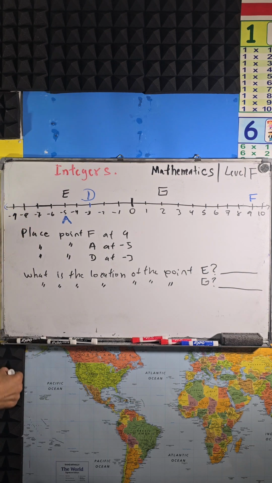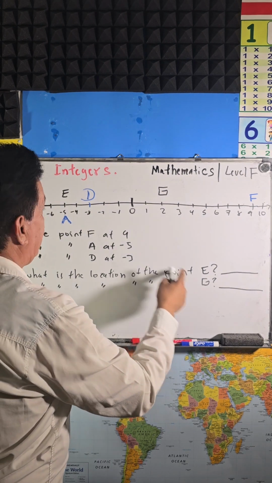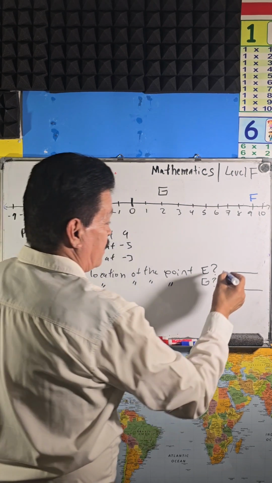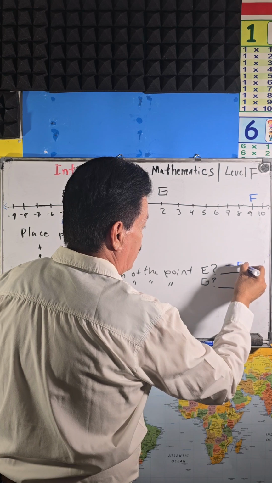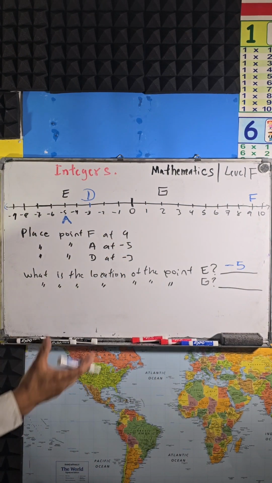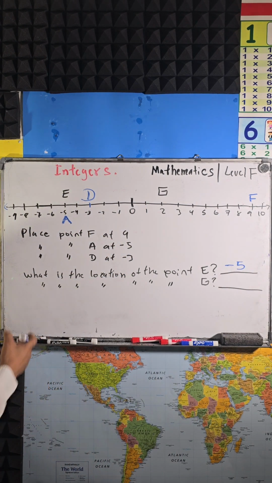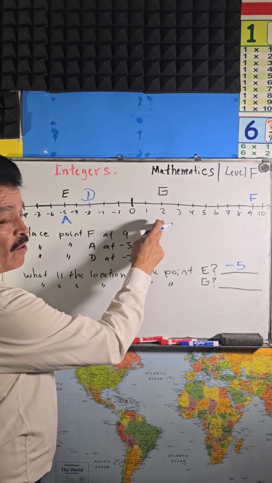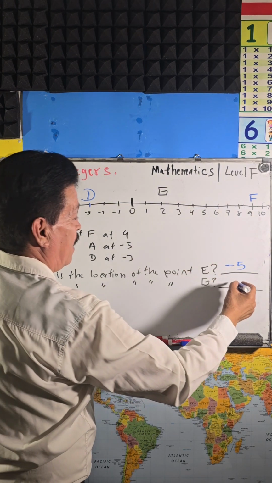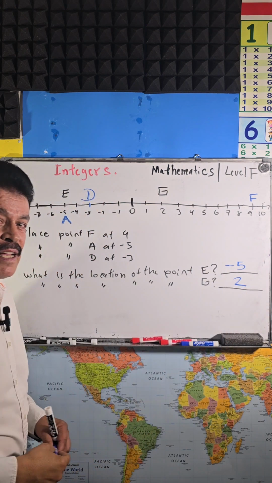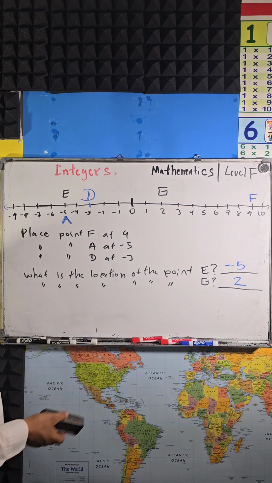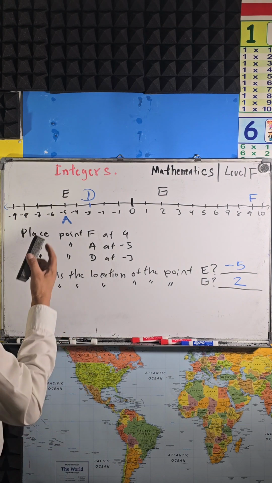We are working with the number line. Where is the location of the point E? Point E. Where is the location? It's -5, right? -5. See? It's very easy to work with integers. Next question. Where is the location of the point G? It's 2, right? It's 2. Okay, that's it. This is the first part, which I intended to show you what I mean by the integers.